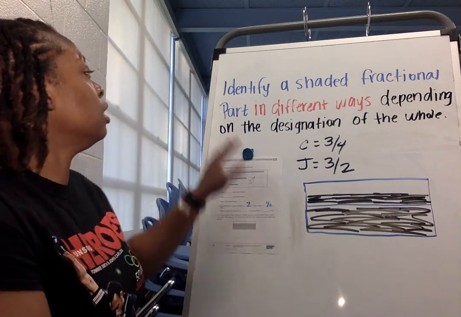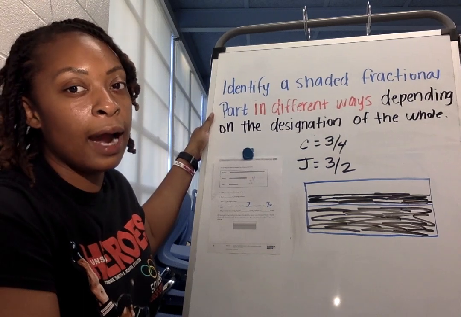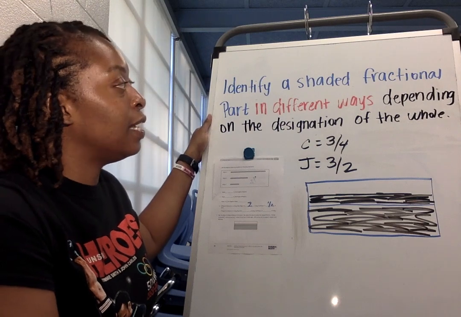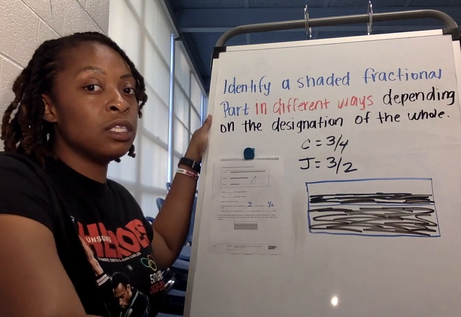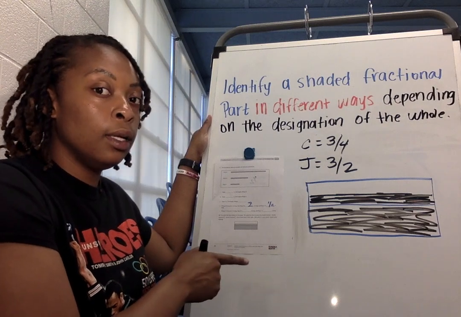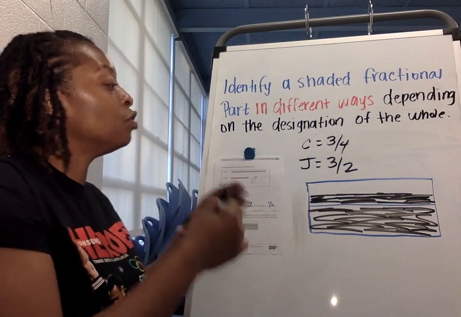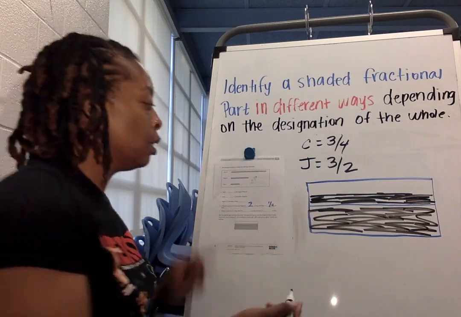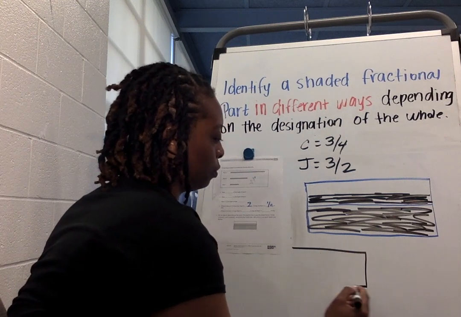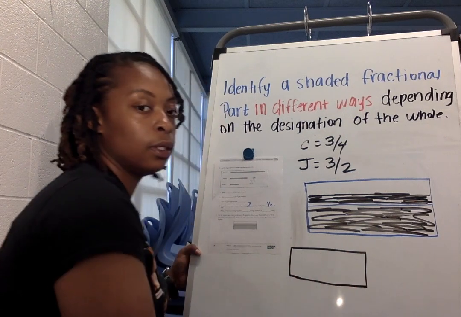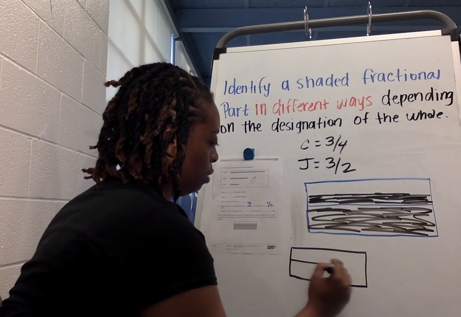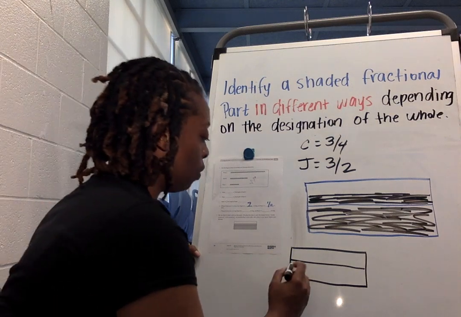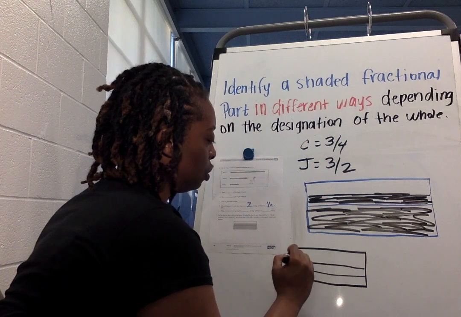So this is where the black writing in our objective comes into play. It says, depending on the designation of the whole. So it depends on how you split this whole up. However this whole is split up, that determines what the fraction is, or how much is shaded. So let's draw a new rectangle, just like the one we have above. And we have a line in the middle, right? So it could be where this rectangle is partitioned into fourths.